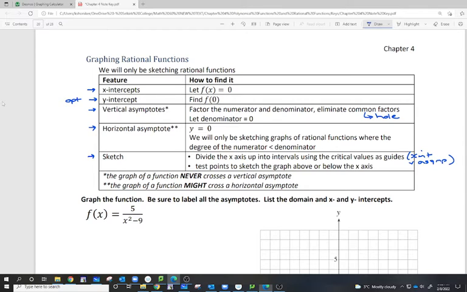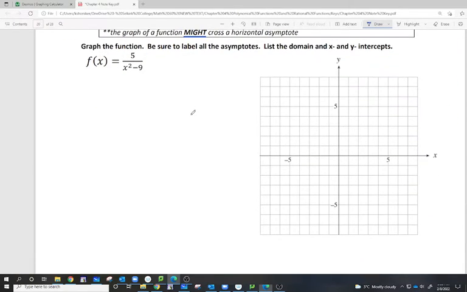Remember, the graph can never cross a vertical asymptote, and it might cross a horizontal asymptote. So don't be afraid if you get a point on your horizontal asymptote. It's okay. All right, so let's do this. Graph the function. Be sure to label all asymptotes, list the domain, and x and y intercepts.